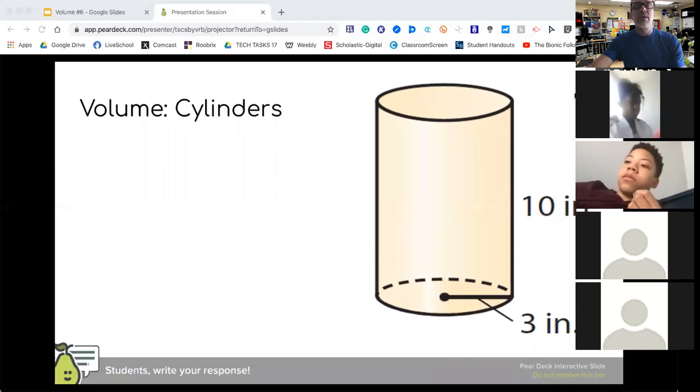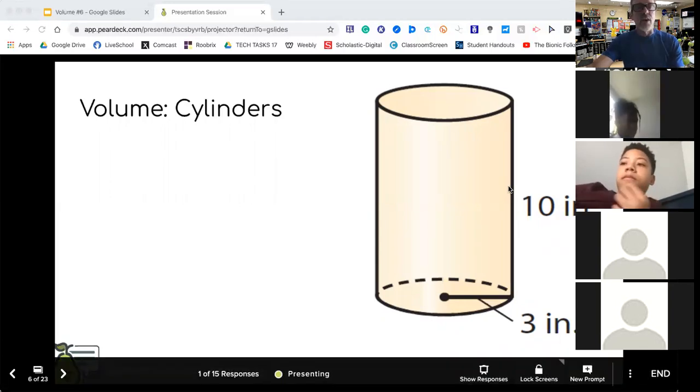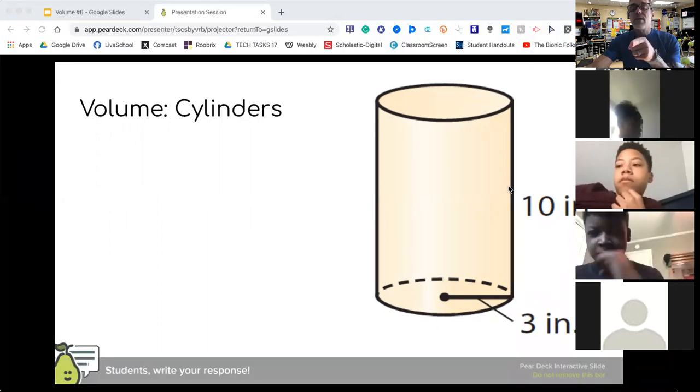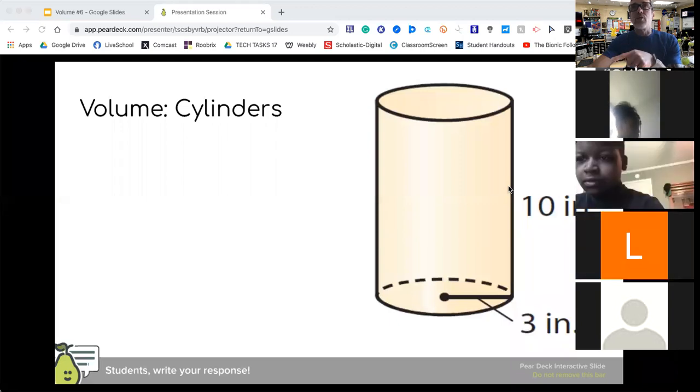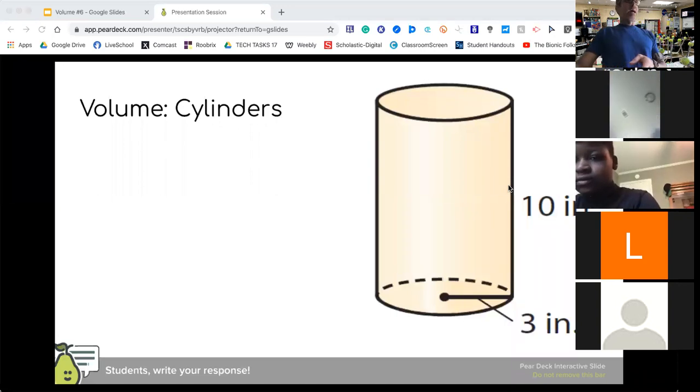That's right. All right. So go ahead and send me the volume of that. The volume would be the radius squared. So that's 3 times 3, which is 9, times pi. And then that times 10.